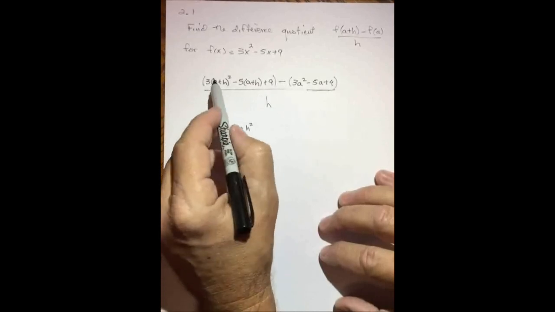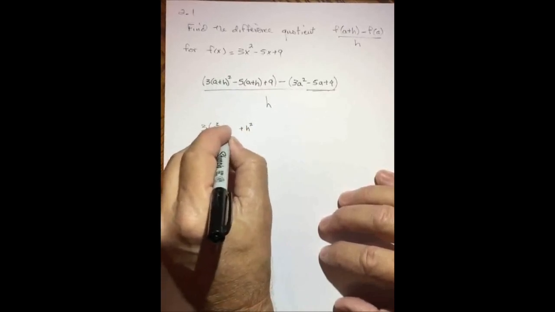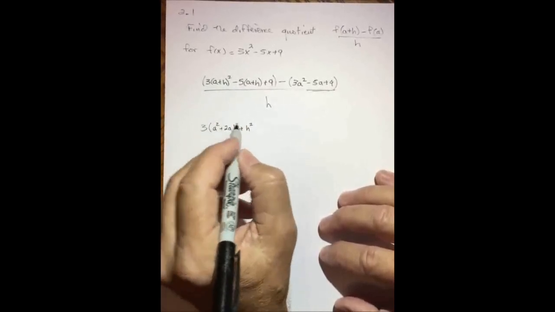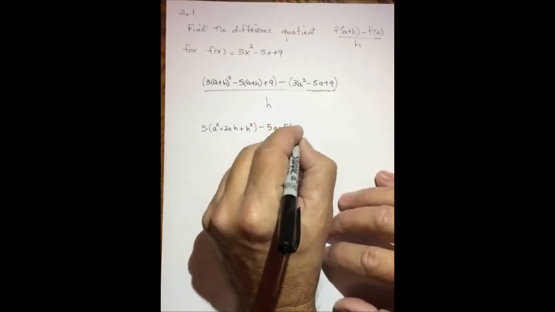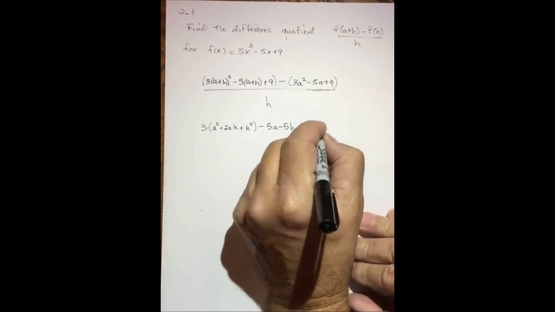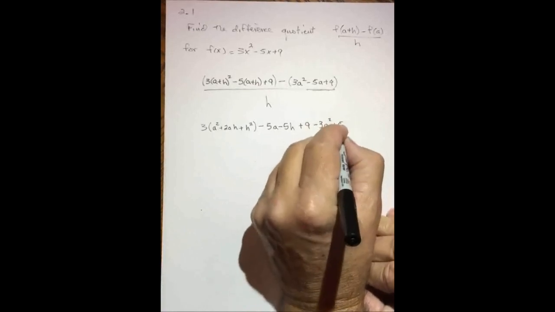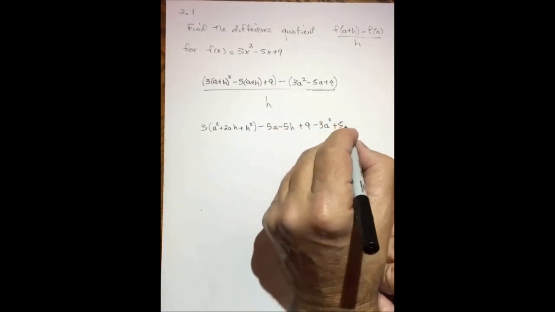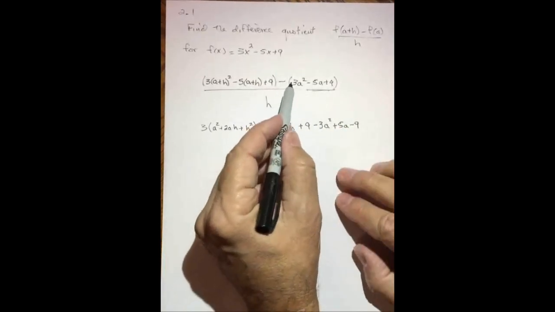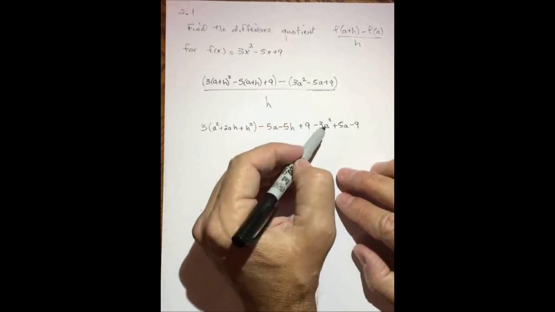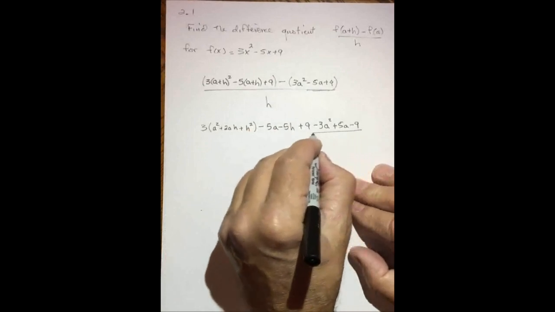And then the middle term is going to be this times 2, so we'll get a 2ah. Then we'll have minus 5a minus 5h plus 9 minus 3a squared minus 5a, plus 5a, right? Minus a minus plus 5a, and then minus 9. Let's check that. Minus a minus is plus, and then minus there. So this is all over h.